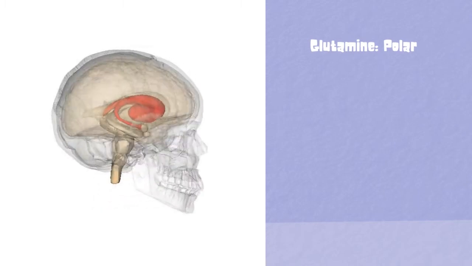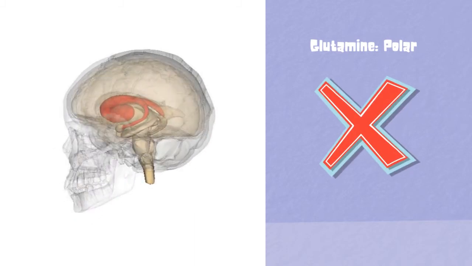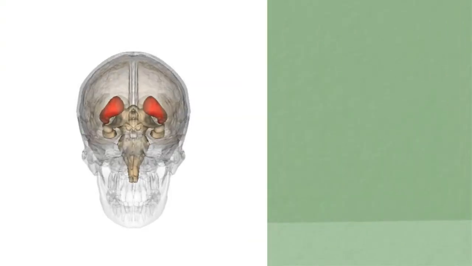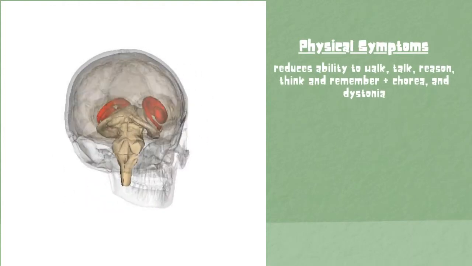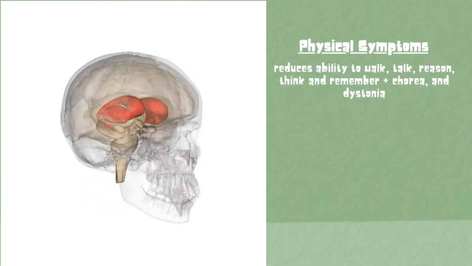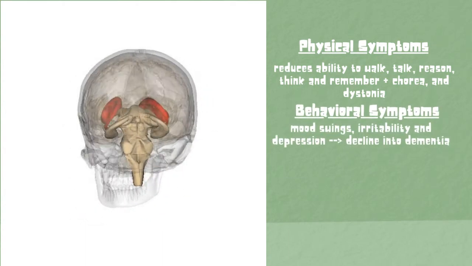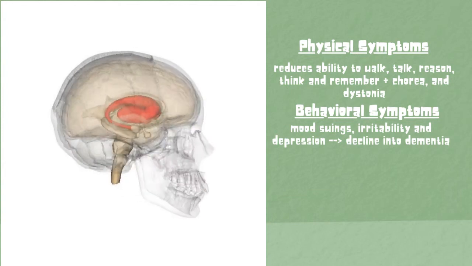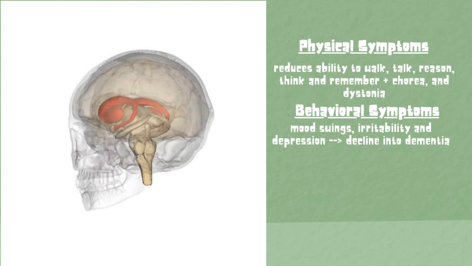Since glutamine is polar, an excess causes proteins to form protein aggregates. As a result, proteins lose their ability to carry out their proper function and become toxic to neurons, resulting in loss of brain tissue. This reduces the ability to walk, talk, reason, and remember, and includes involuntary movements such as chorea and dystonia. Behavioral symptoms such as mood swings and depression occur as well, eventually declining to dementia. Currently, there is no cure, but we hope there is one in the future.